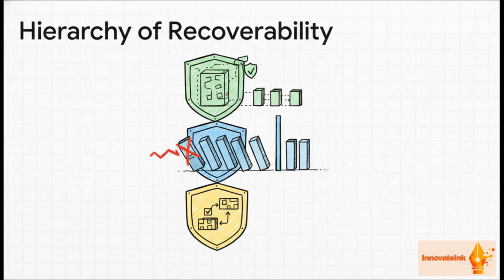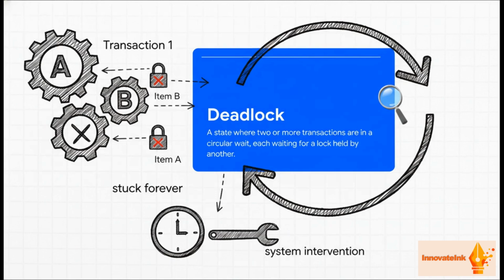So we have stricter rules, like a cascadeless schedule, which says, nope, you cannot read anyone's data until they have fully committed. And then there's deadlock, the ultimate gridlock. This is when transaction 1 has a lock on the customer record and is waiting for the order record, but at the same time, transaction 2 has a lock on the order record and is waiting for the customer record. They're stuck in a circle, each waiting for the other. Neither can move forward, and they'll wait there forever unless the system steps in and does something about it.